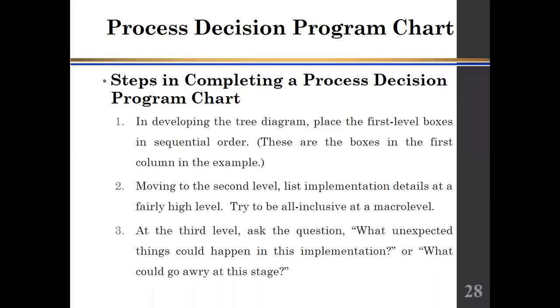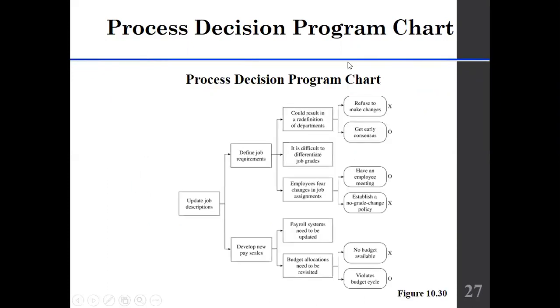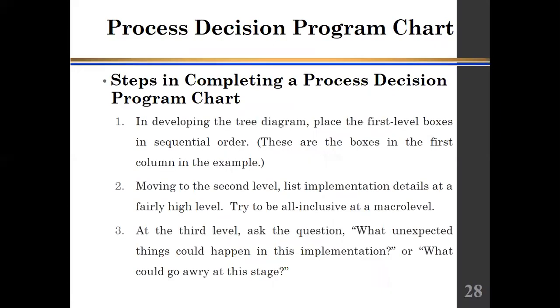Okay, these are the different levels. You can see my mouse cursor. First, second, third, these are the different levels in process decision program chart.